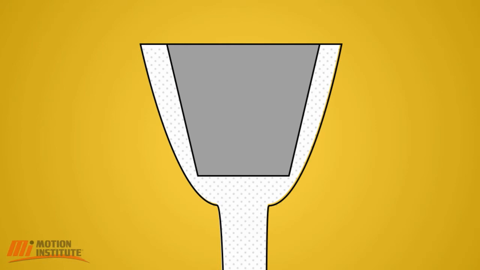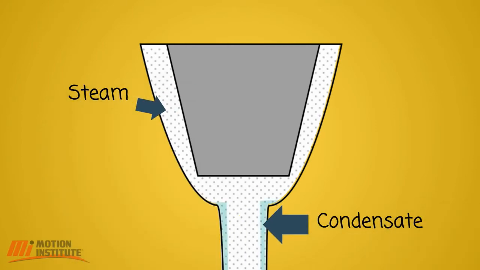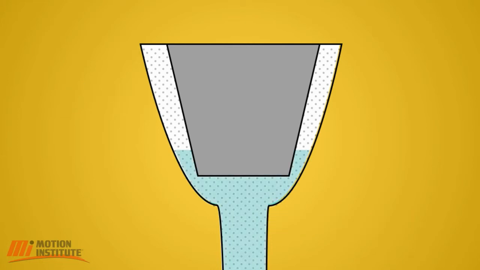When steam releases its heat energy, it reverts back to water and causes condensate. This water must be separated and removed from the system, or the system would back up with water. The removal of condensate is considered the primary function of the steam trap.